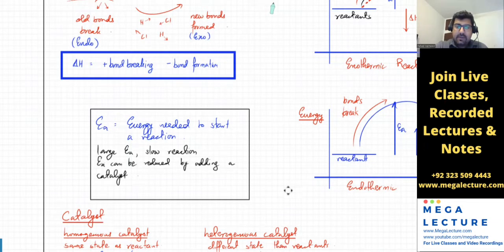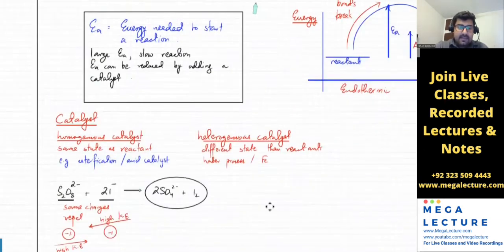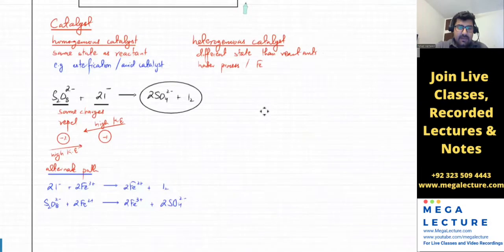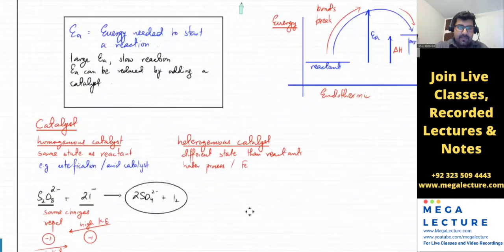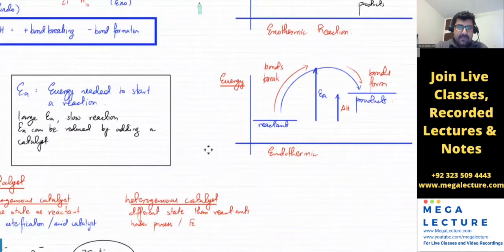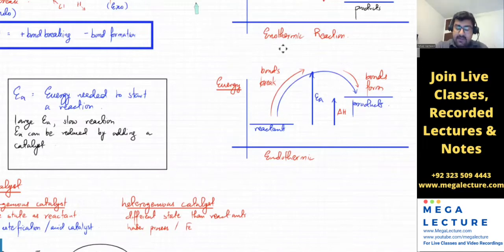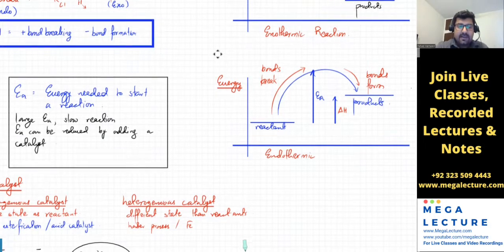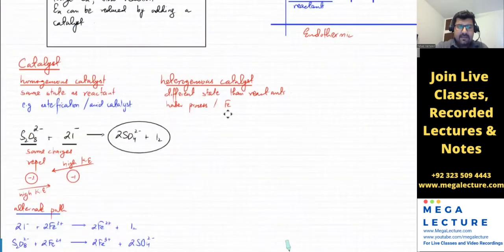We were doing catalysts, so I'll just cover this very quickly. I told you that in every reaction, initially you need energy to break bonds. Right at the start, you need a lot of energy to break bonds. So what a catalyst does is that it reduces this activation energy. Kala explained how it happens.